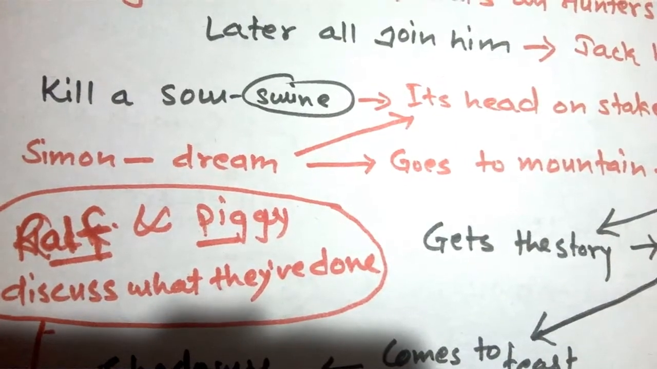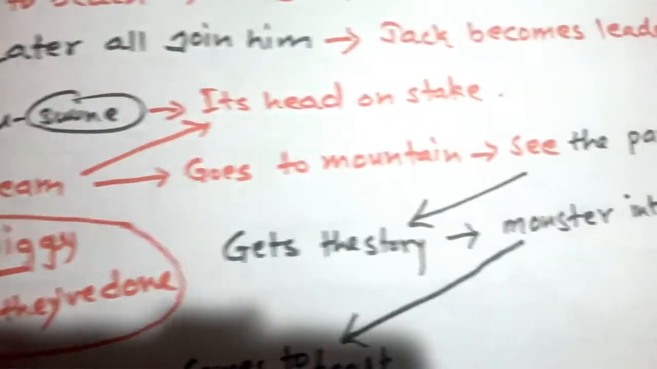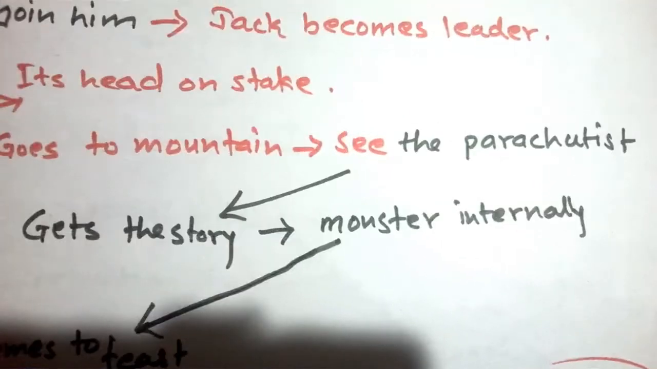Okay, so he had a dream about that head, which was talking to him and telling him that I will not spare you like this. And he got afraid. He goes to the mountains. And now later, what happens?